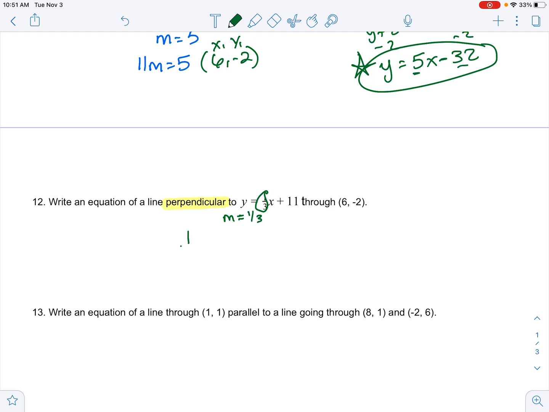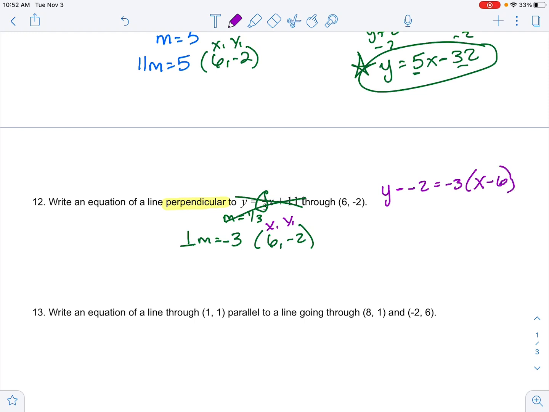So I need my perpendicular slope. What do we do for a perpendicular slope? We flip it, so 3/1, and change the sign. It's positive, I'm going to make it a negative. Now we ignore that original equation and use the point that it gives us. So now we can go through the same process and write a perpendicular equation. So here's my x1, y1, and we're going to plug it in. So y minus negative 2 equals my m, which is negative 3, times x minus 6.